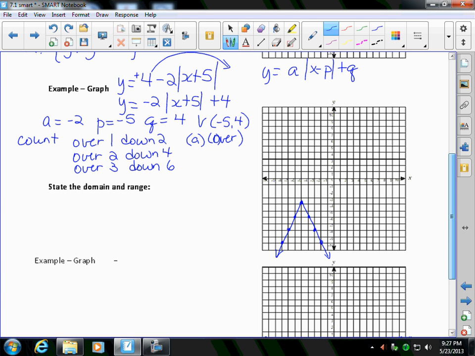So my domain again can be any value for x, but my range, because my graph is going down, I know the set of values for y are going to be less than or equal to whatever my q was, 4.